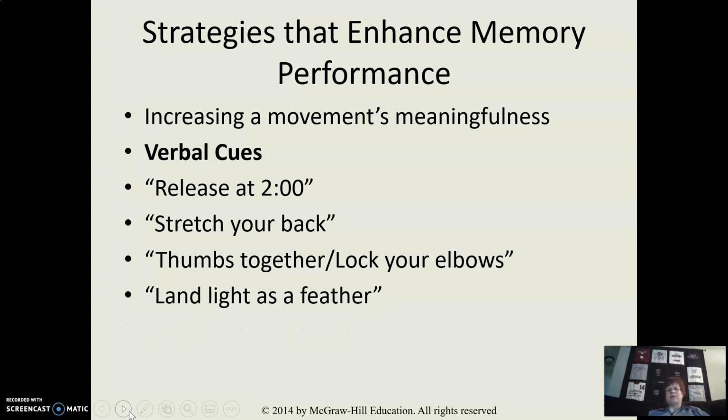Land light as a feather. We use that for an analogy, but it also could be used as a verbal cue. When I teach topspin serve, we talk about peel the orange. So again, you can use verbal cues along with imagery to help increase the meaningfulness of the movement you're trying to have remembered.